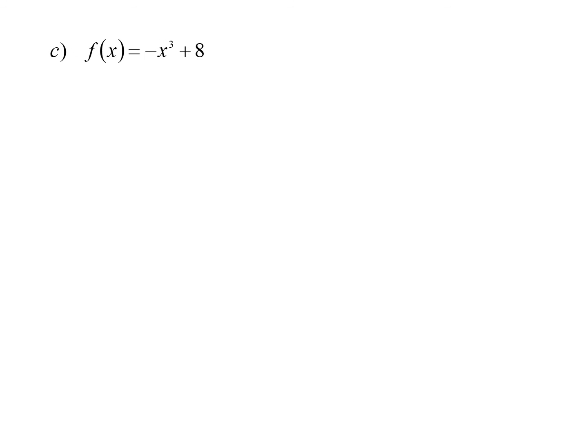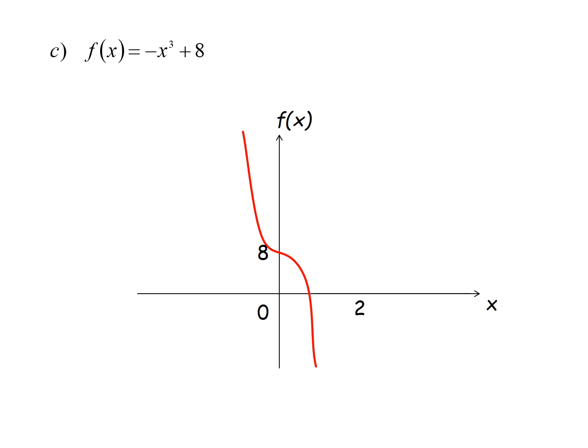Next, look at question C. We have f(x) equals negative x cubed plus 8. So this is a cubic function with x cubed negative. It starts from the left hand side, where x is negative, and the y-intercept is 8. So the graph will look like this.